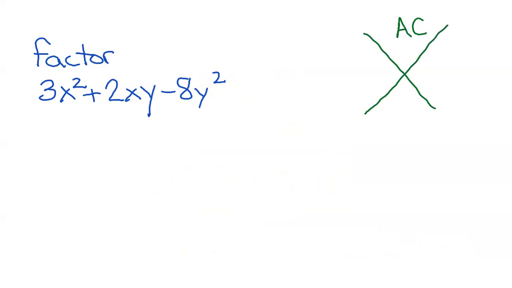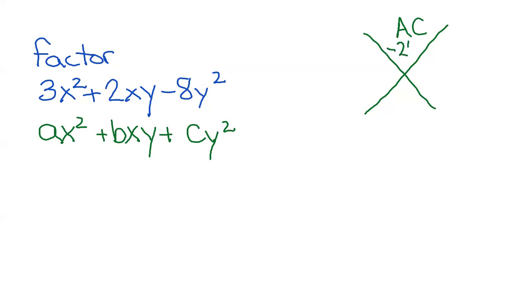So in the AC method, remember, we're looking at this sort of like a quadratic, right? A times x squared plus b times x plus c. Well, in our example, we also have a y here with a y squared, right? But our coefficients are a, b, and c. So if we take a times c, that gives us negative 24.